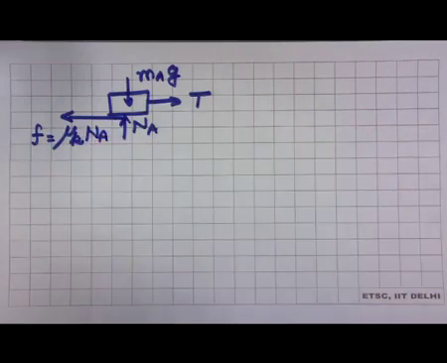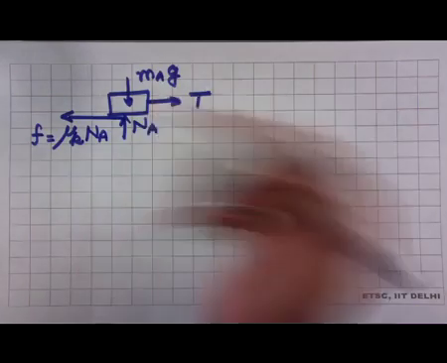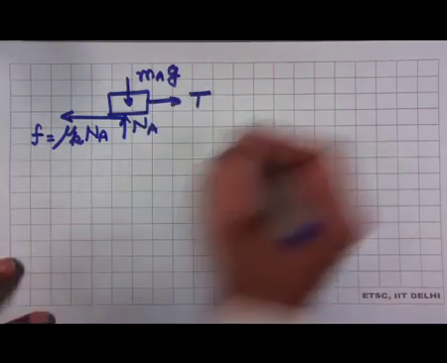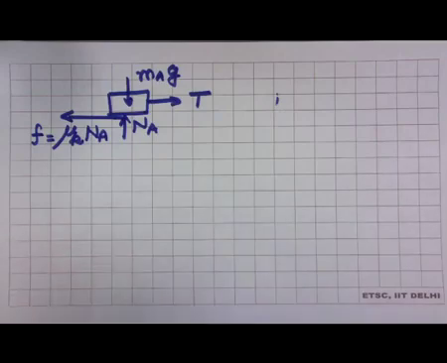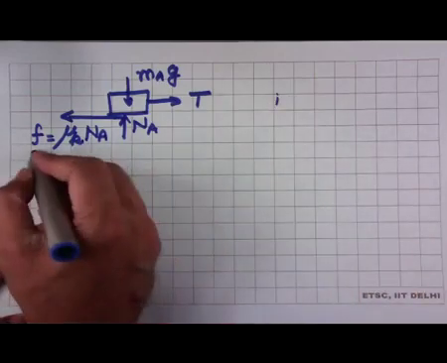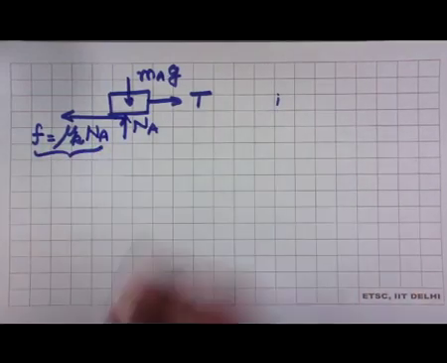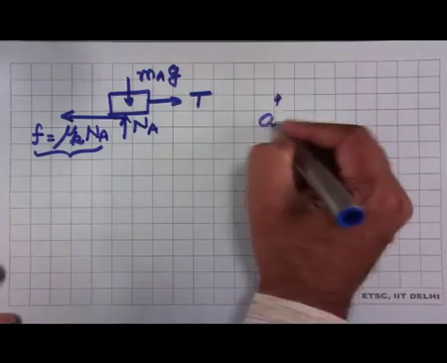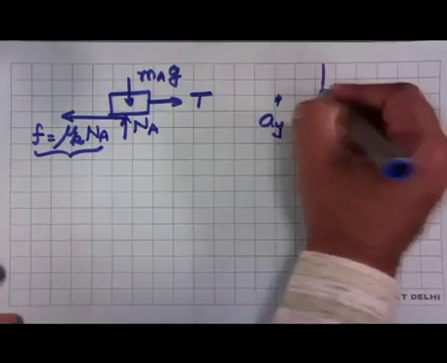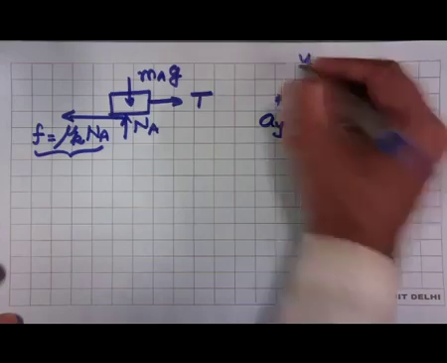These are the forces acting on the body, and here friction is equal to mu k times N_A. Now, because acceleration in the y direction is 0, this is our x direction, this is the y direction.